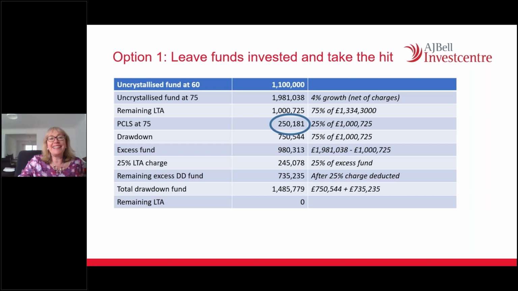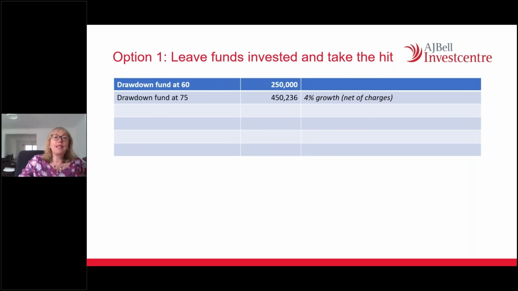So two key figures are really to pull out, I think. This is age 75, he's done nothing at age 60, he didn't need the money, he's left the money until age 75, and he's now got £250,000 cash, and he's got 1.5 million drawdown. He did have a £250,000 drawdown fund at age 60 as well.